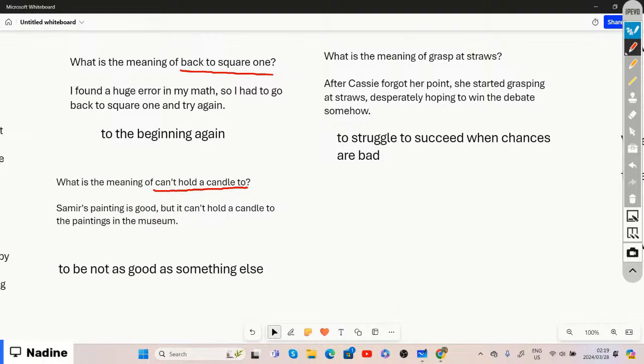All right, we need to say what the meaning is of grasp at straws. The meaning of grasp at straws. Is it to do with grasping? Is it to do with straws? What is the meaning of grasp at straws? The sentence is, after Cassie forgot her point, she started grasping at straws, desperately hoping to win the debate somehow. Grasp at straws.